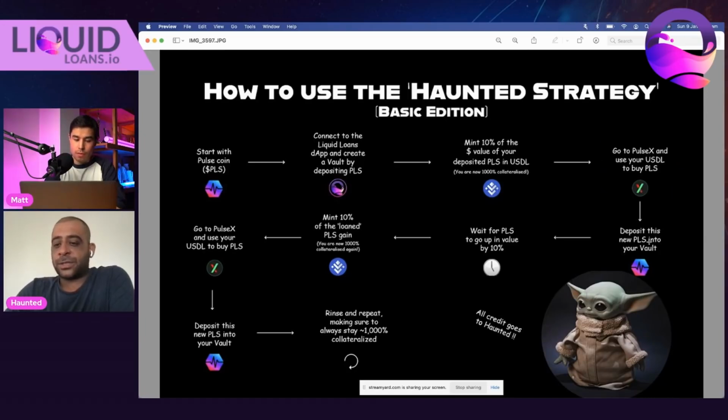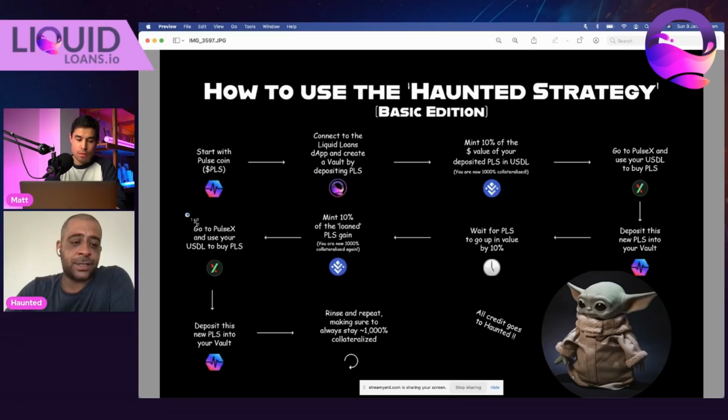Pretty much deposit that back into your vault and wait for Pulse to go up in value by 10%. Just an example, if the price is sitting at 10 cents, we wait until it goes up to 11 cents. Then we go back into our vault and take 10% of your loan gains. So not another 10% loan. What you're doing is just bringing your collateral back down to 1,000% and doing the whole process again.